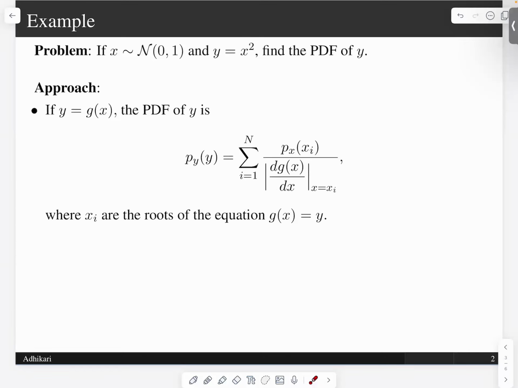We're going to use this approach. If we have an invertible function y equals g of x, then the PDF of y is given by this sum, where px is the PDF of x, and we have this derivative of g of x with respect to x, and we have its magnitude. We need x equals xi. The xi's are the roots of this transforming equation y equals g of x. And there could be multiple roots, and we call them x1, x2, x3, and so on.